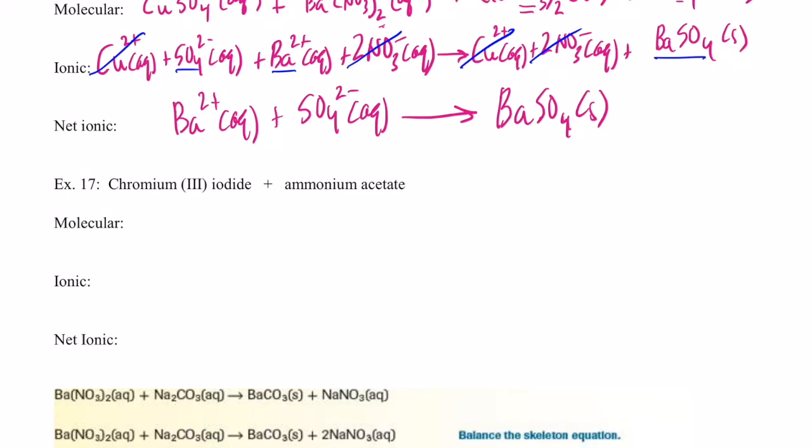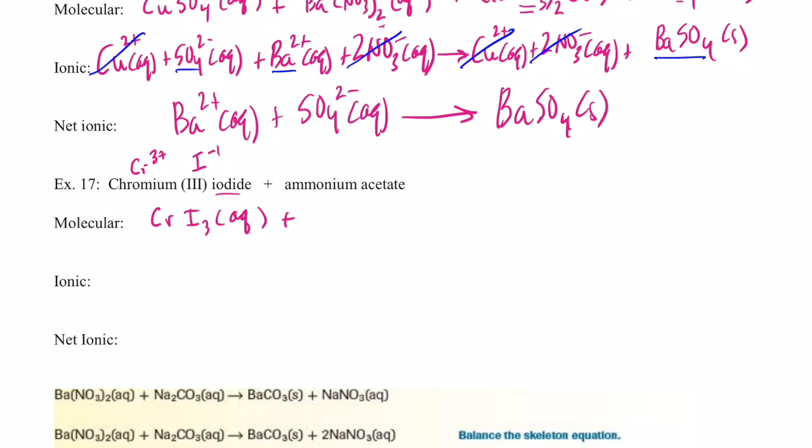Alrighty, welcome back. Hopefully you're getting used to these. Chromium 3 iodide and ammonium acetate. So chromium 3 is Cr3+. Iodide, that comes from group 17, it's I-. So we have CrI3, and iodides are soluble except for silver, mercury, and lead. Chromium is not one of those exceptions, so that's soluble. Put an (aq) after it.